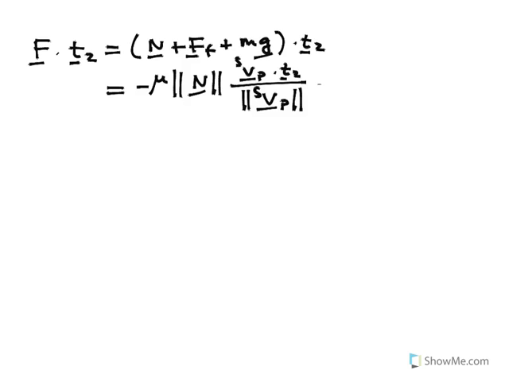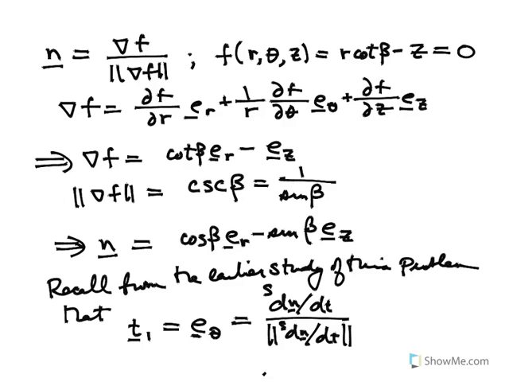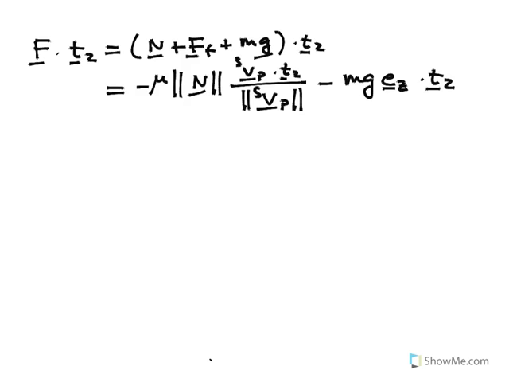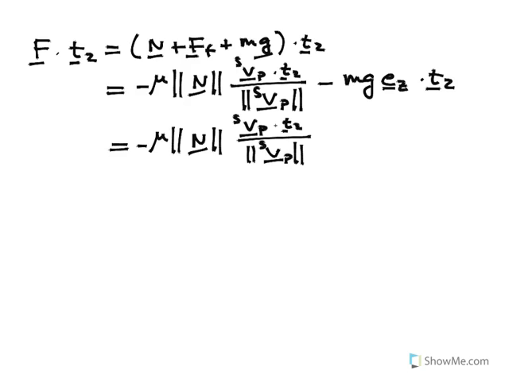And then I've got minus mg EZ dotted with T2. But T2 is equal to sine beta ER plus cosine beta EZ. So the only term that is going to affect anything here in the gravity component is going to be the cosine of beta. So this gives me minus mu times the magnitude of the normal, and then times VPS dotted with T2, all divided by the magnitude of VPS. And then I get minus mg times the cosine of beta.